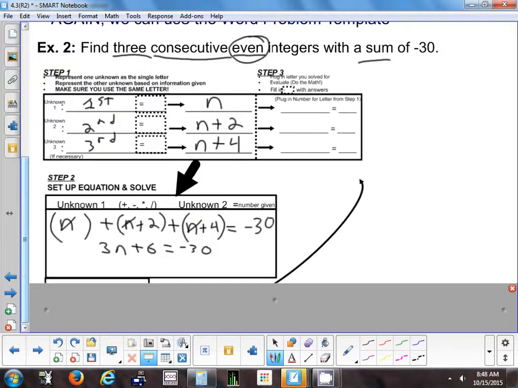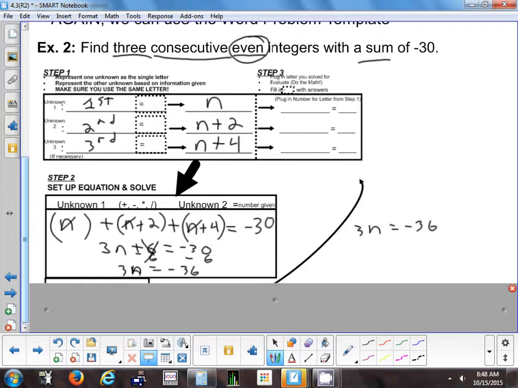Okay, 2 steps and then we're done. Minus 6. Good, minus 6. Okay, you guys have been doing pretty good with the signs here. Let's see if we keep it going. What's negative 30 minus 6? Good, negative 36. So we got 3n equals negative 36.